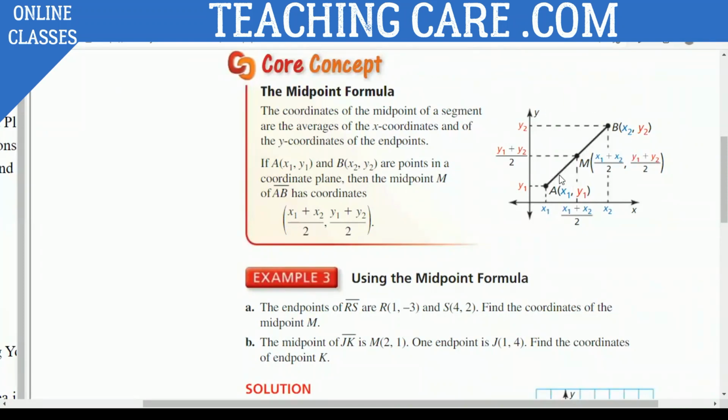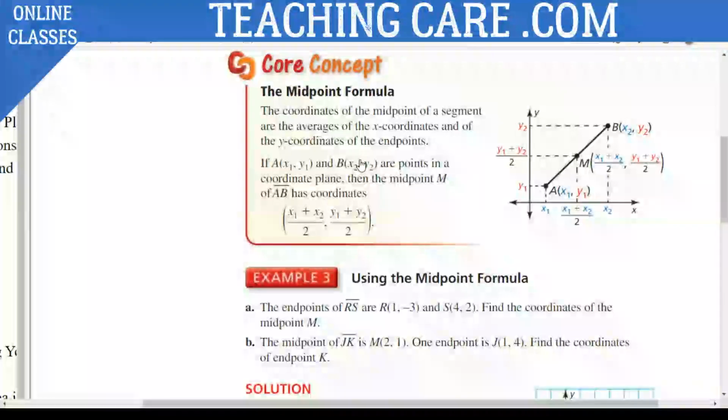Here, in the diagram, A and B are my line segment, and M is the midpoint of A and B. So how could I find that? It is x1 plus x2 divided by 2, y1 plus y2 divided by 2. You got it? So this is the formula we will be using for finding the midpoint of the given points.